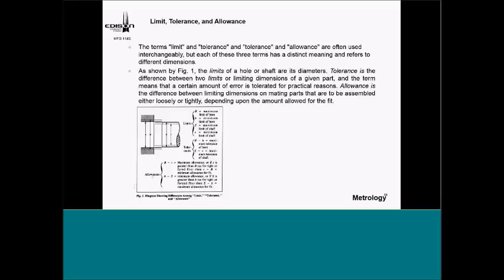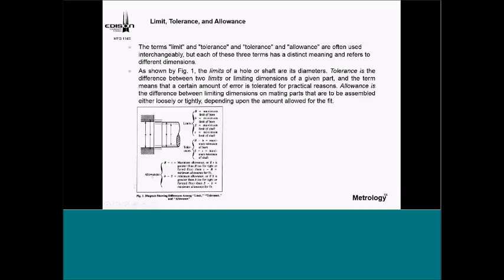Okay. So when we talk about limit and tolerance and allowance, where we get to have an issue then, it's often used interchangeably, but they actually have distinct meanings. And again, the tolerance is the two limits or limiting dimension of a given part, but the allowance is the difference between the limiting dimensions and the mating part. And what I end up showing here is that we could actually have an issue if our tolerance isn't correct. So I could have an ID of minus and then an OD of plus and be within the tolerance, and it may not fit, especially if I want clearance. And that's what I share with them here.